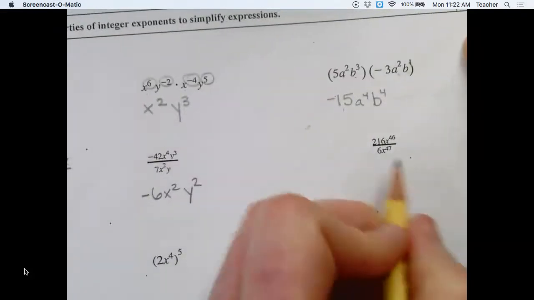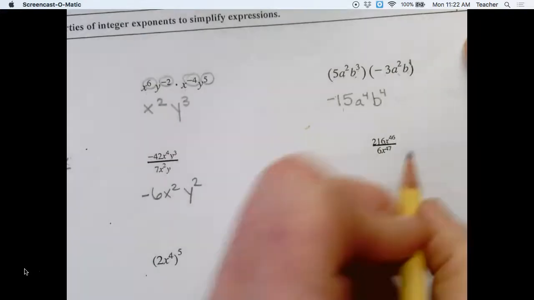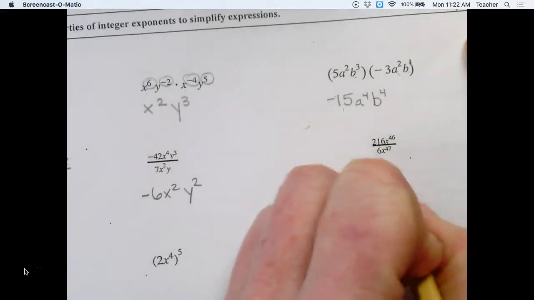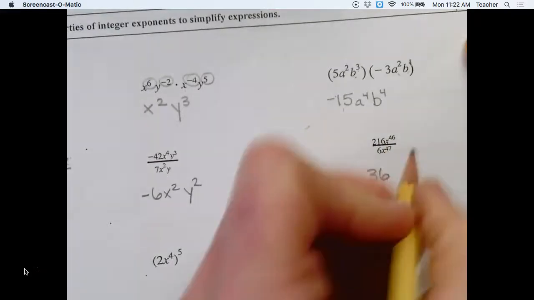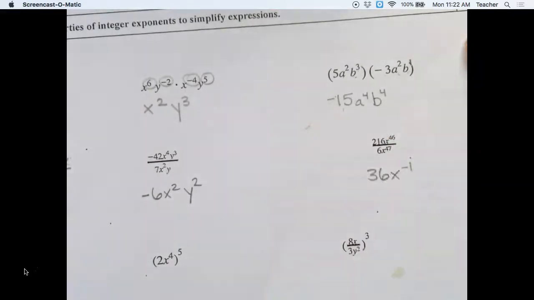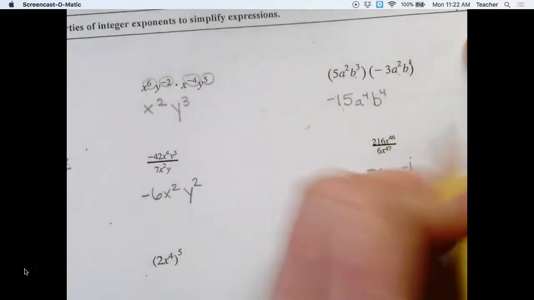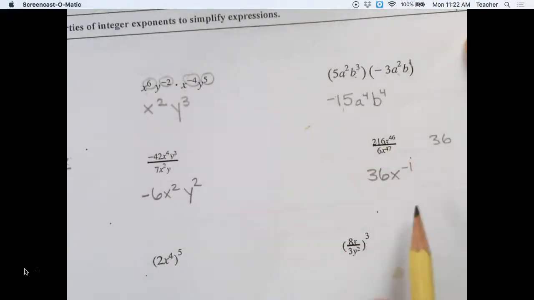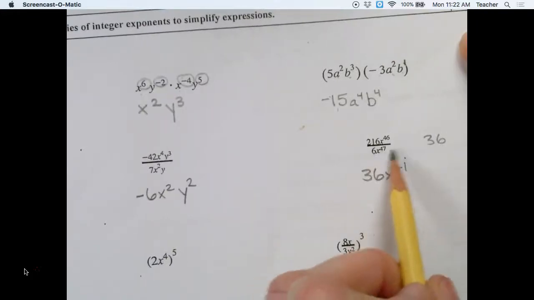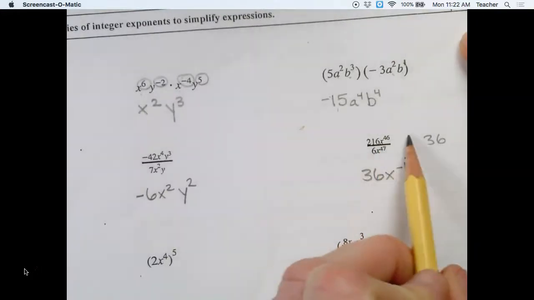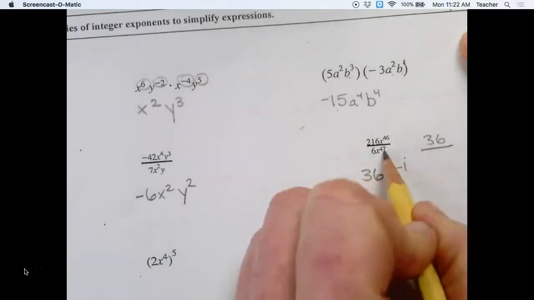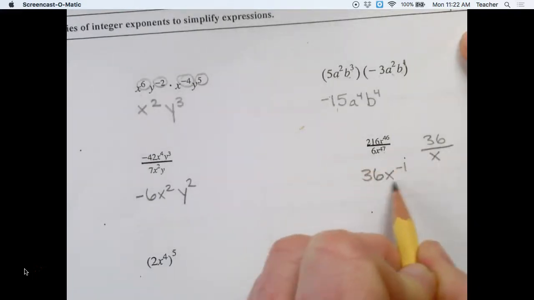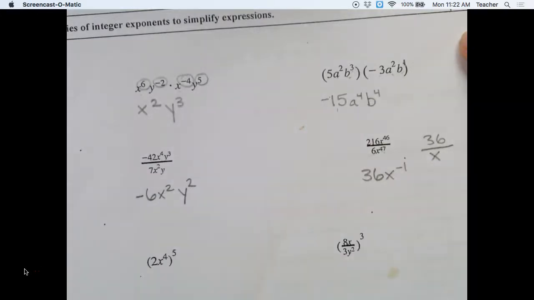All right. 216 divided by 6, that's 36. And I've got 46 minus 47, that's negative 1. You could have thought of it as 47 x's on bottom, 46 x's on top. 46 of them reduced to 1, and there's 1 left over on bottom. This answer and that answer is the same thing. They're both correct.